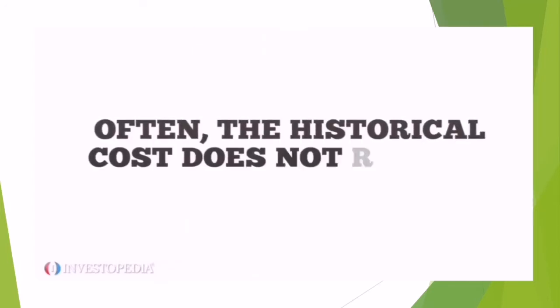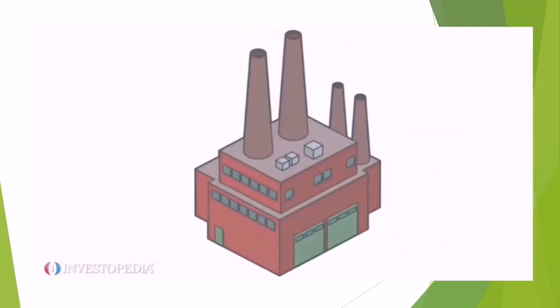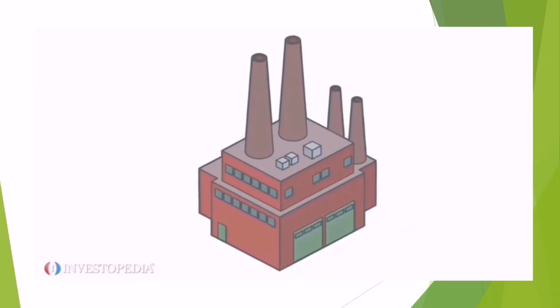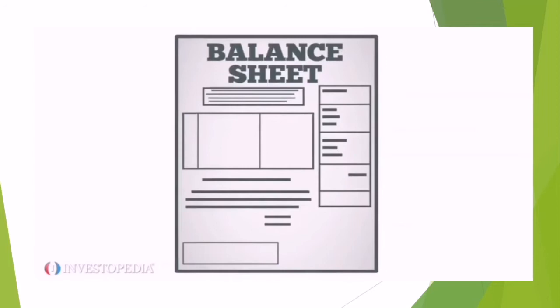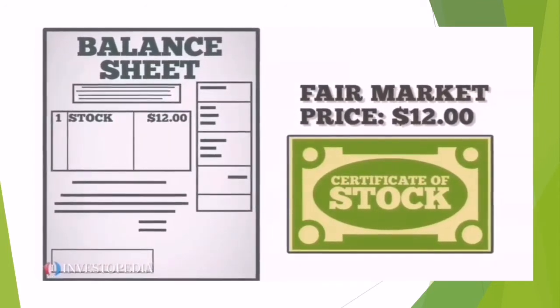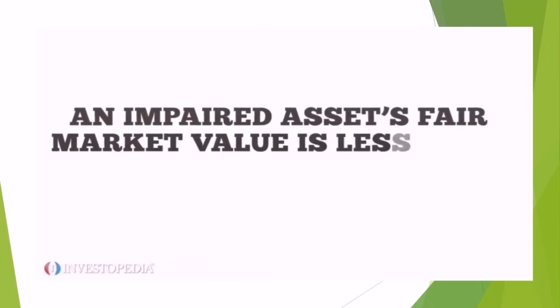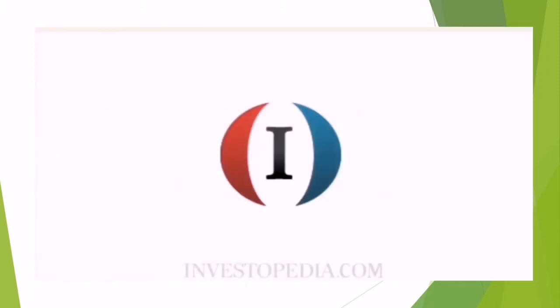Often the historical cost does not reflect current fair market value. For instance, a tangible asset could be a factory the company purchased 50 years ago. The factory may be fully depreciated on the company's books, even though it may be sitting on very valuable land. There are exceptions to the historical cost rule. For instance, marketable securities are listed on the balance sheet at their fair market value. In addition, impaired assets are not listed at their historical cost. An impaired asset's fair market value is less than the historical cost, or book value, of that asset.